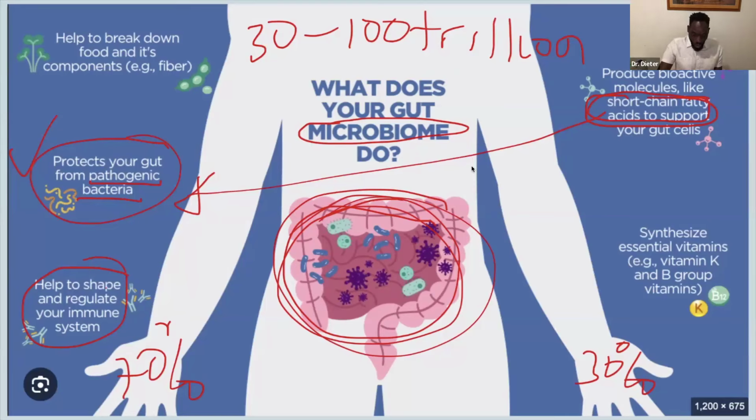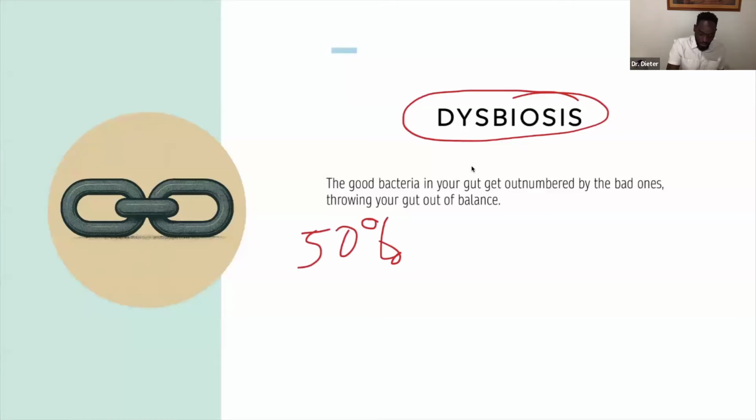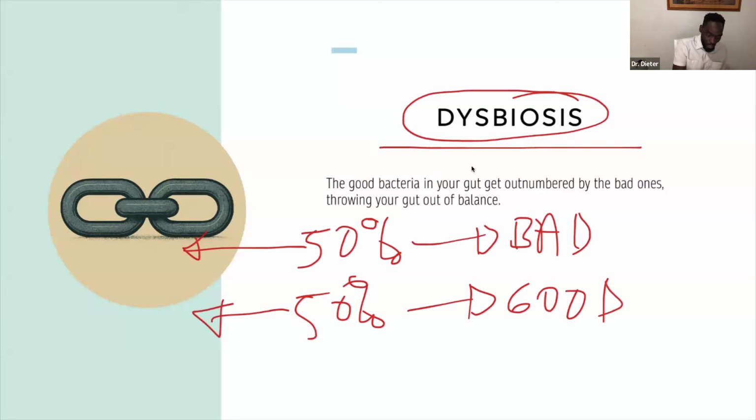Now, those are the functions of the microbiome. What do we mean when we say you have microbiome dysfunction or dysbiosis? You see, these organisms in the gut exist in a 50-50 proportion, 50% of which are what we call bad bacteria, and the other 50% good bacteria. We say you have dysbiosis when there is an imbalance in this proportion. The bad bacteria increase to maybe 70% and the good bacteria decrease to maybe 30%.